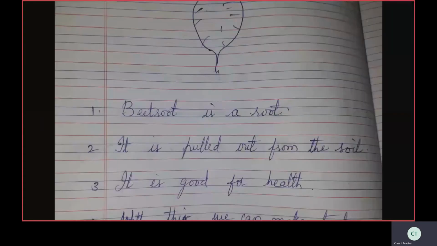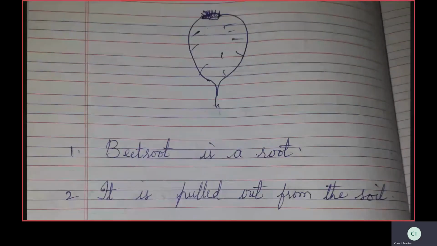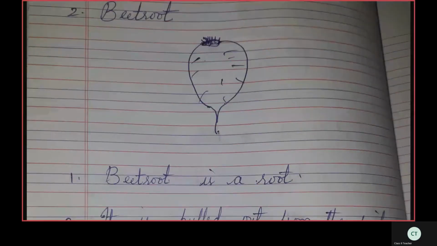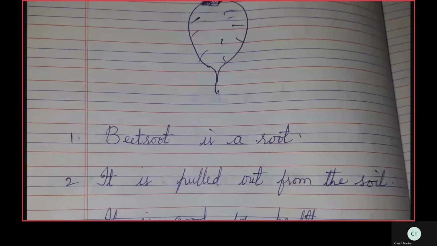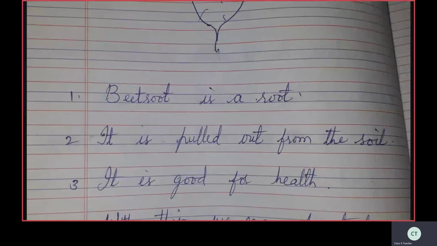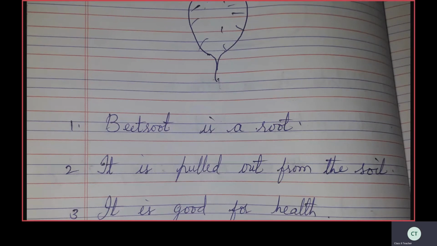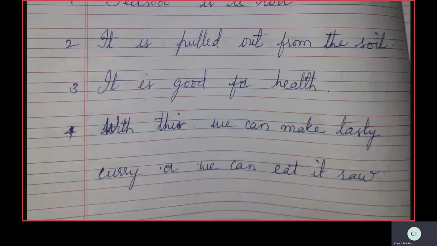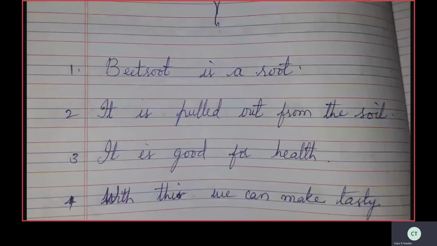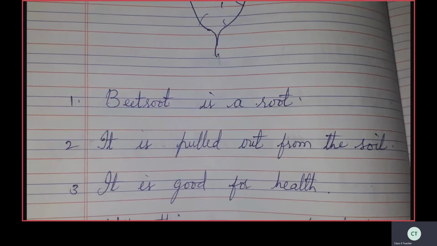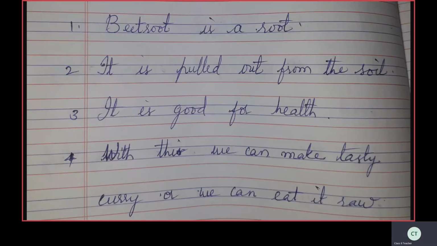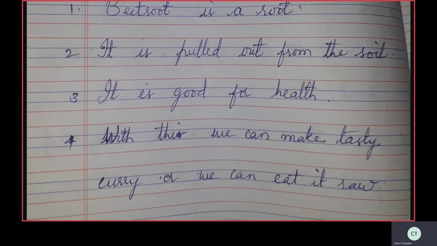See here, beetroot. Inside, what color do we see, children? Maroon color, no? So, here are the lines about the beetroot. Beetroot is a root. It is pulled out from the soil. It is good for health.